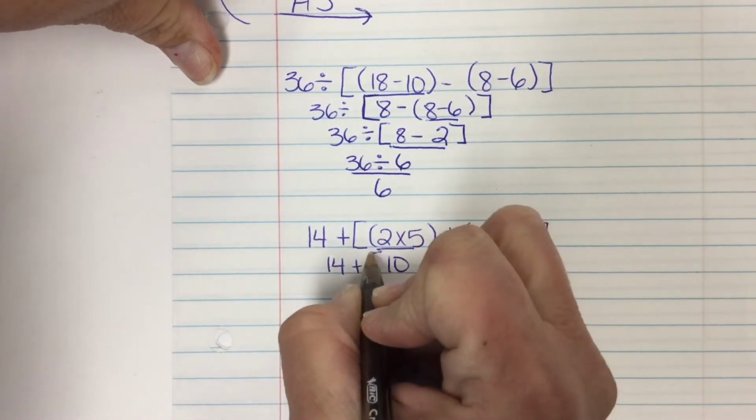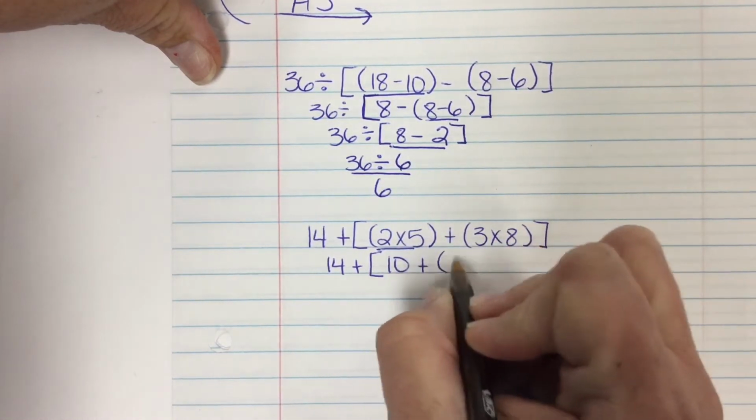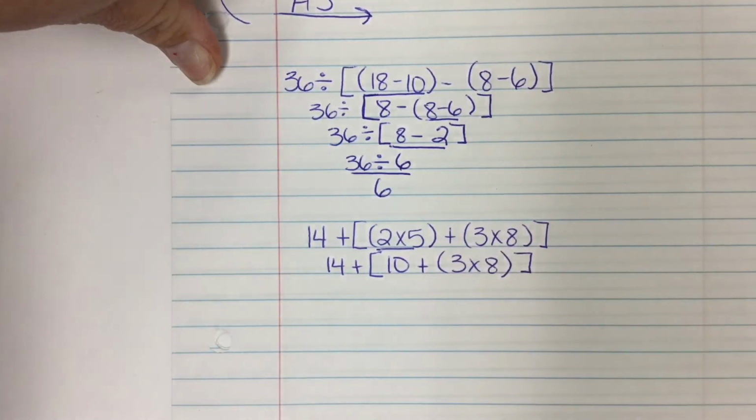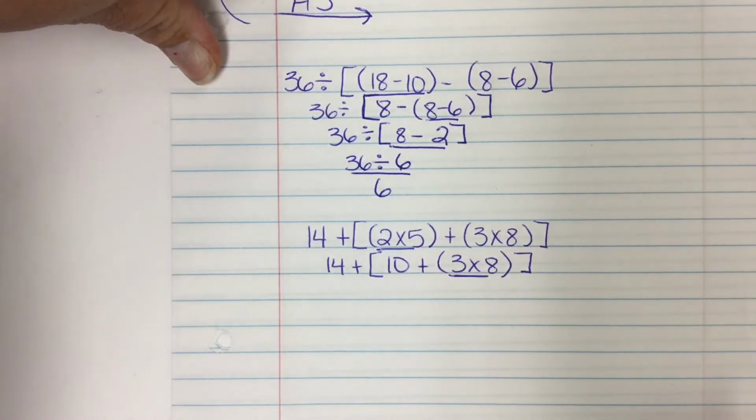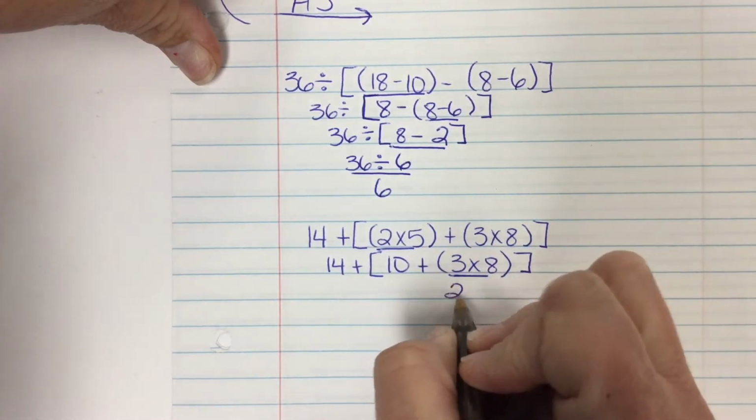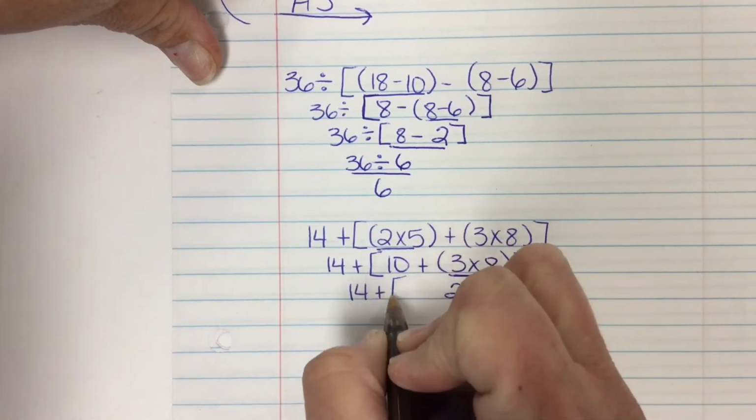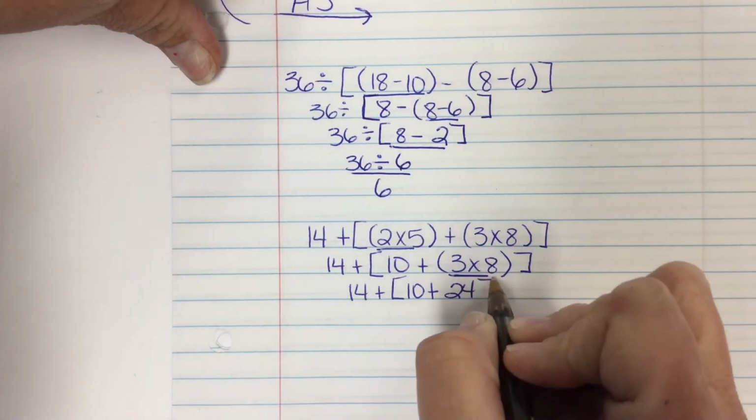14 plus bracket, 10 was the parentheses, plus parentheses 3 times 8. Close the parentheses. Close the bracket. And you should have said 3 times 8, which is 24. Bring down the 14 plus the bracket. I still need it because we got to finish the problem inside.